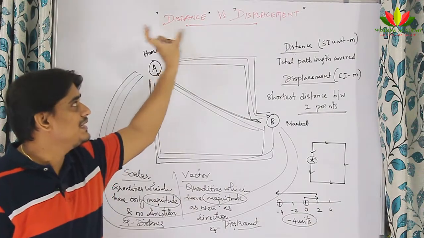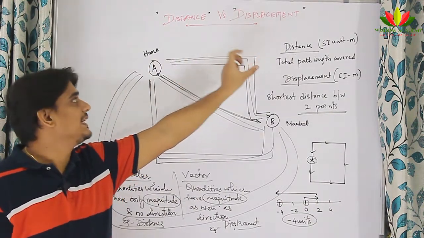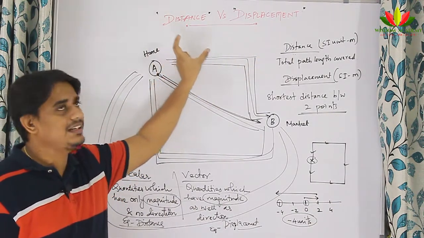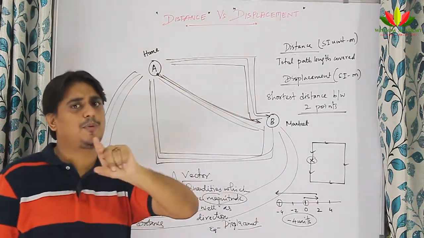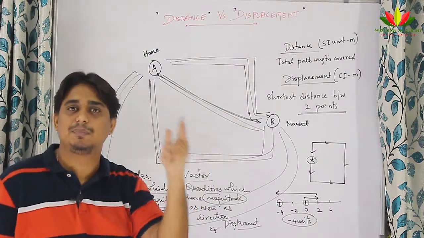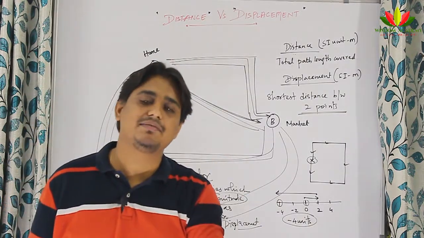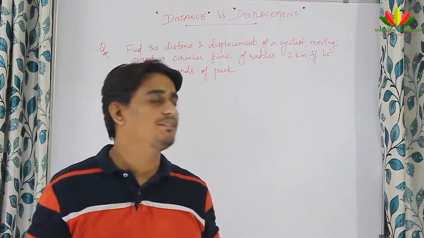Distance SI unit is meter, here also SI unit is meter. Distance is a scalar quantity, displacement is a vector quantity. Distance will always be positive, displacement can be positive, it can be negative, it can even be 0. Let us see one question.